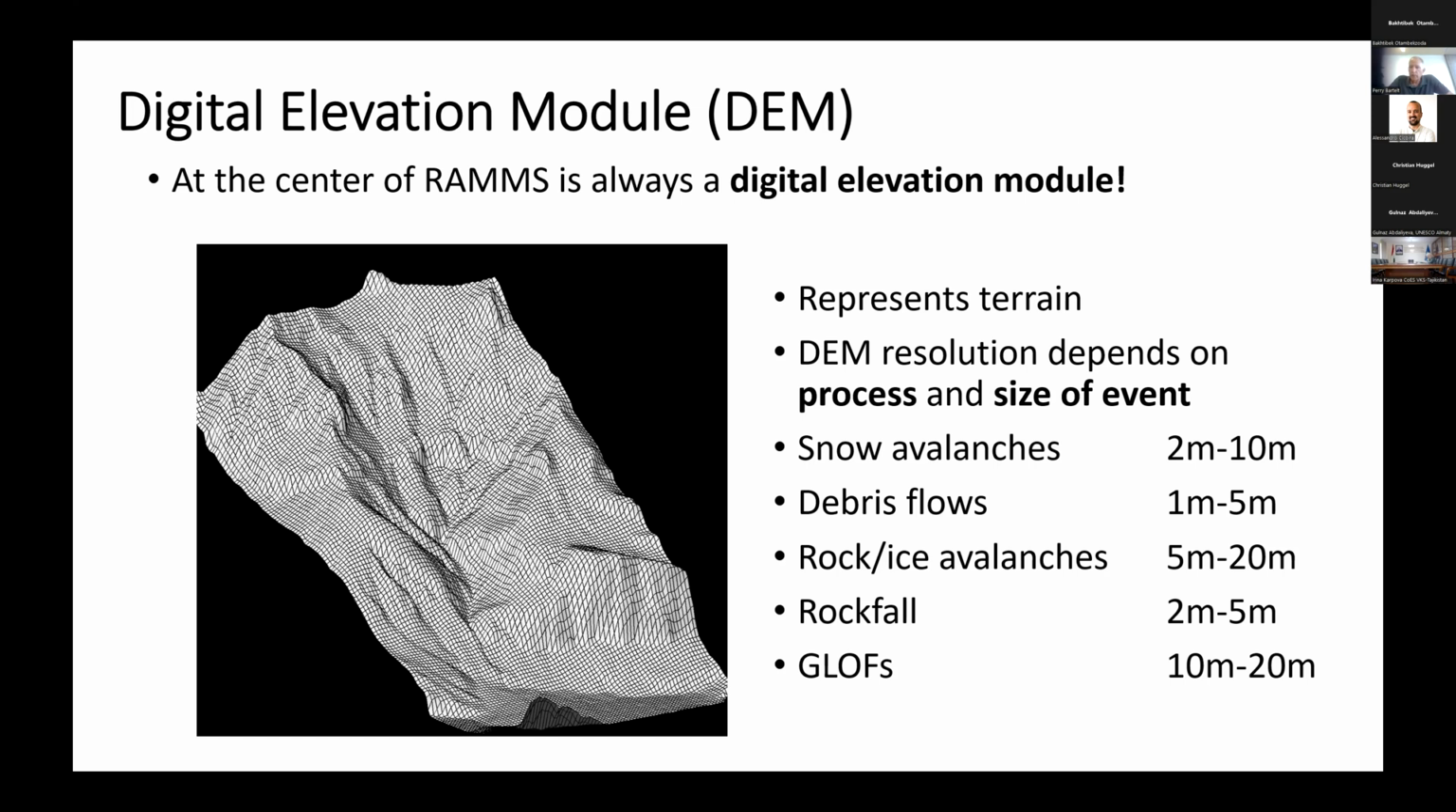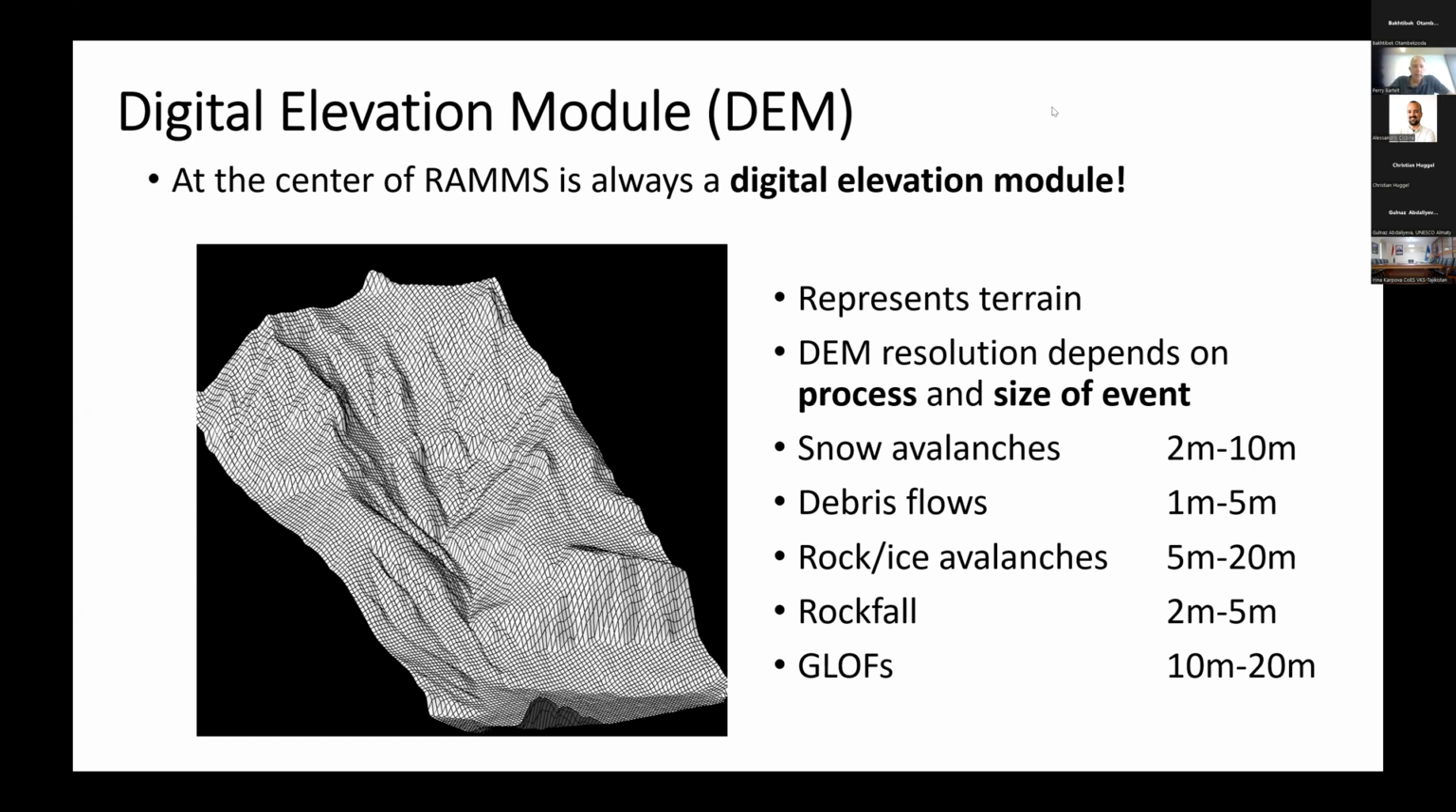And all of the modules, all of the processes are based on the problem or our ability to have good digital elevation models. I put here, snow avalanches, we typically use 2 to 10 meter resolution. And for the GLOFs, I think that we can do good simulations going up to 10 to 20 meters resolution size. So as I said, the resolution of the DEM that you use in RAMMS depends primarily on the size of the event, or the volume of the event, that you're trying to model.